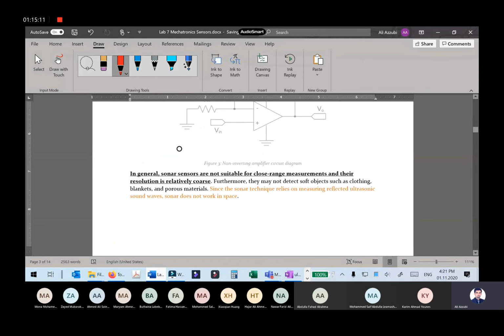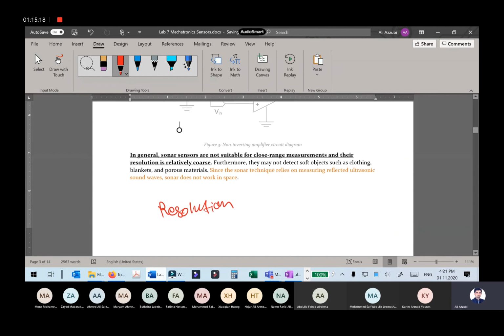What I'll focus on today is the resolution as a concept, and particularly for the sonar sensor, and range. These are the important topics. You studied these in the lecture part, resolution and range. We'll define them when we go to the experiment part.